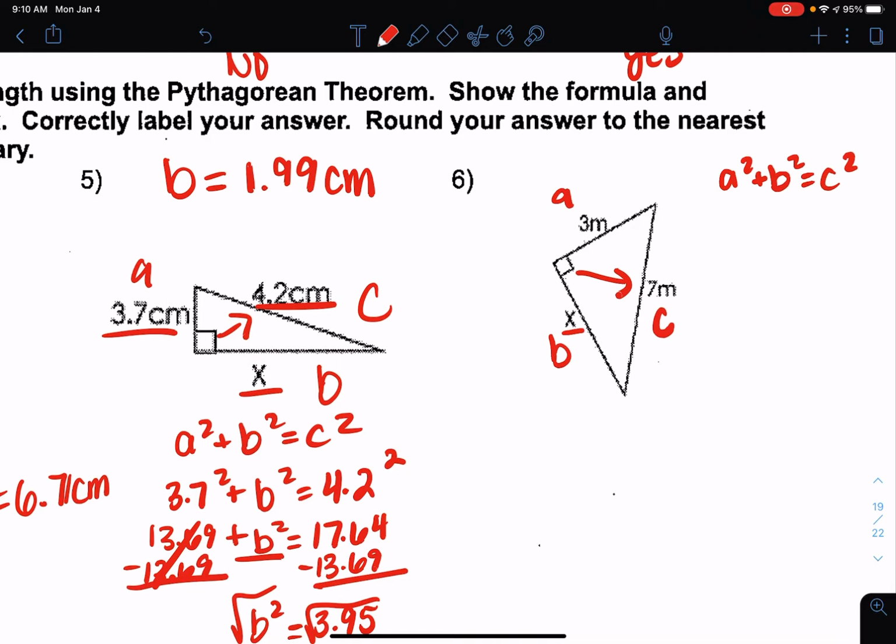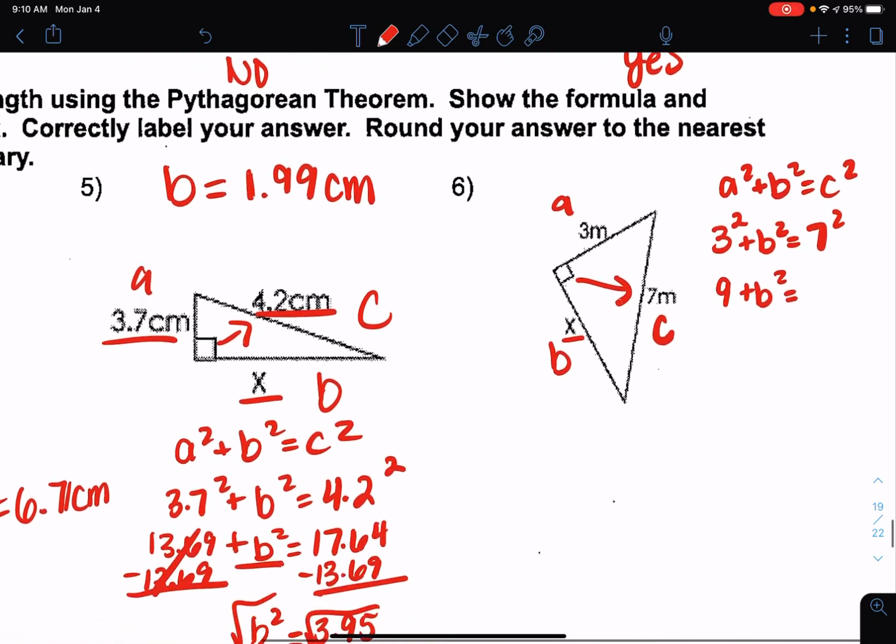If you wanted to use x as a instead, that is totally fine. Remember, for the legs, it doesn't matter where you plug them in. So my leg a is measured at 3 meters, so I'm going to put 3 squared plus b squared. We don't have a measurement for b. And then my hypotenuse is 7, so 7 squared. I simplify my exponents. 3 squared is equal to 9, plus b squared is equal to 49.